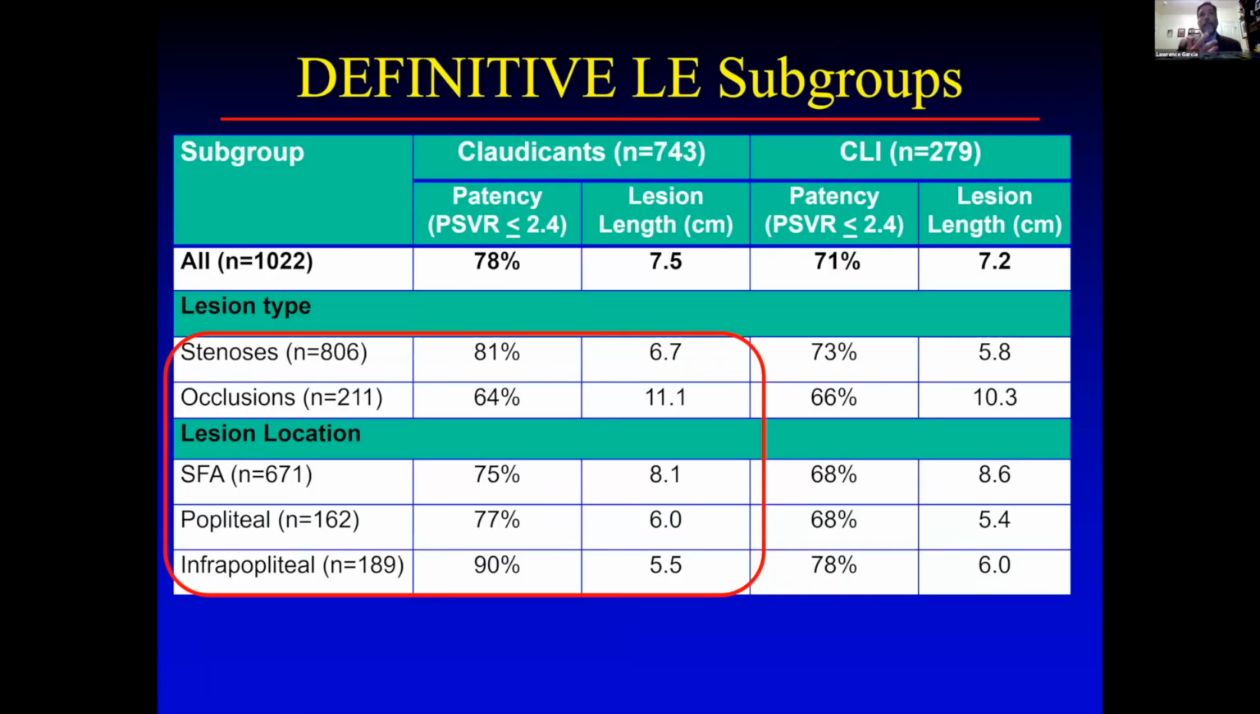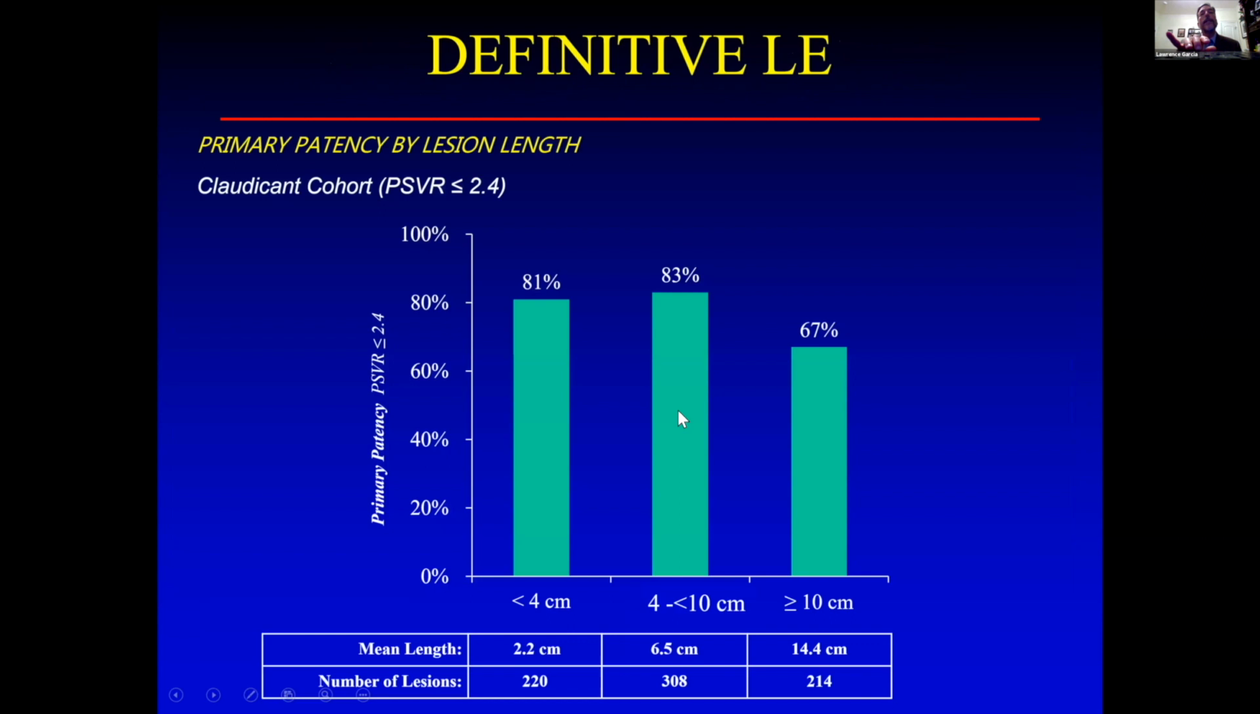However, in the DEFINITIVE LE trial back in 2012, we really did show that directional atherectomy followed by simple balloon angioplasty was both safe and effective, but its effectiveness tended to decline when you had total occlusions. And as it came to longer lesion subsets, you saw a clear decline in patency when it went beyond what we normally would see in our patient population, around 10, 15, or 20 centimeters in length.